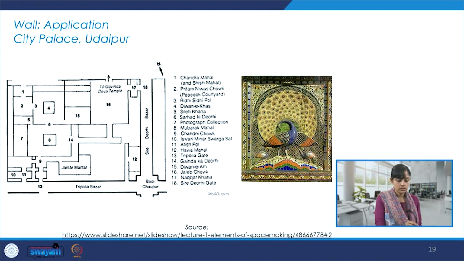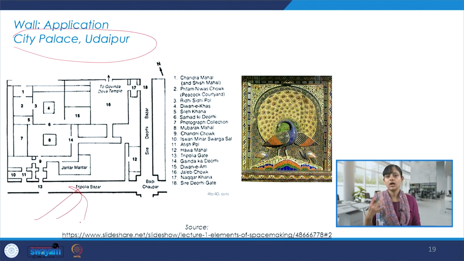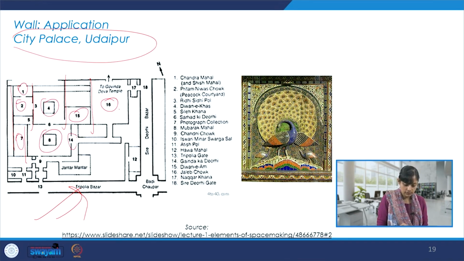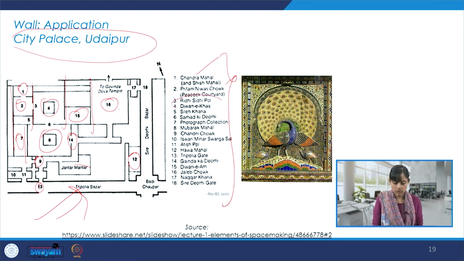One of the applications could be like City Palace Udaipur, and here again we see different kinds of walls on different scales, segregating the space, assigning different functions, and this is like a single line schematic, and we have all these subdivisions within this palace in terms of what is the space, what is its functionality, and then the wall is sort of a set of walls is more like a maze navigating from one space to another. So it's Chandra Mahal, or Pritam Niwas Chowk, Diwan-e-Khas, and all of these areas.